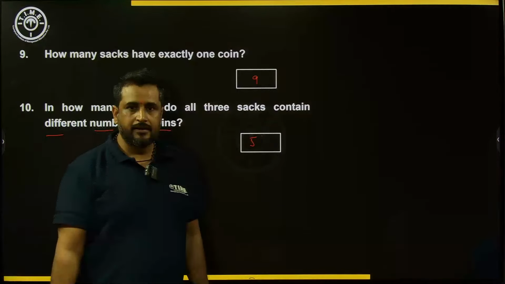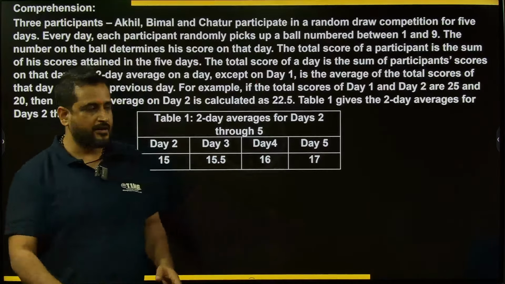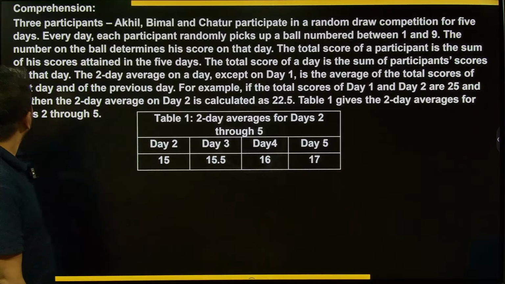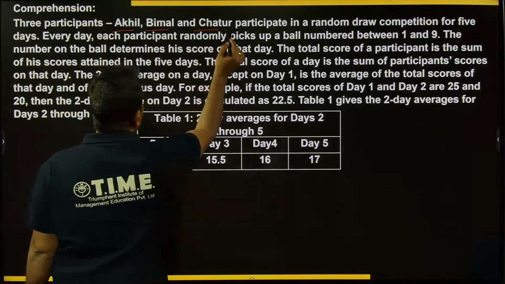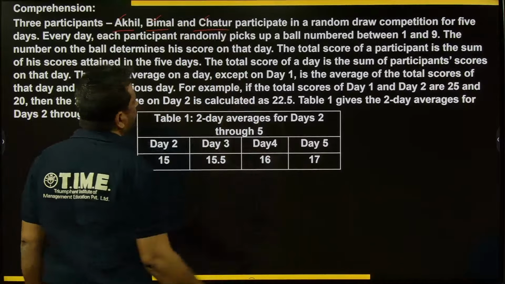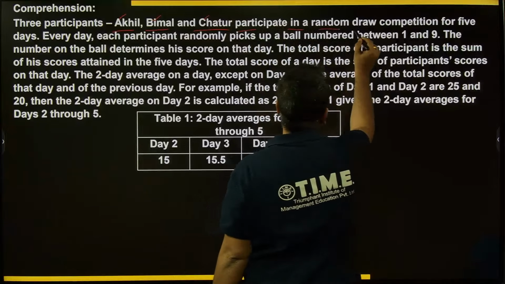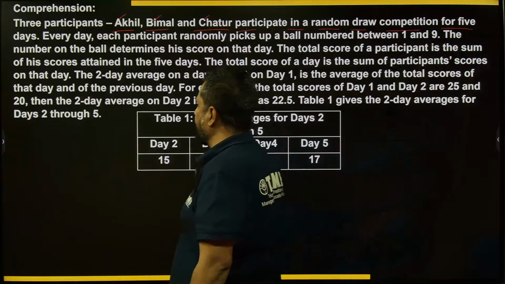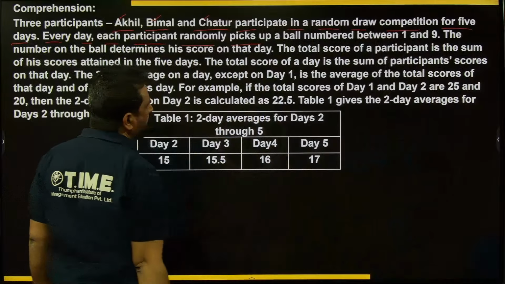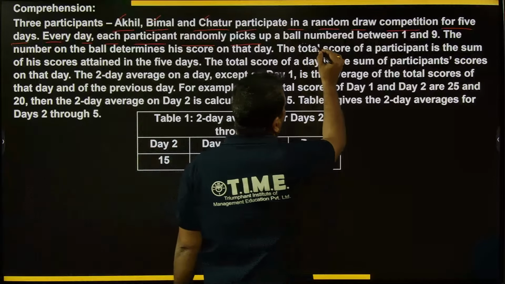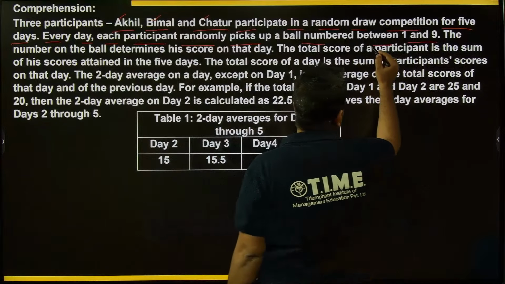Okay. Definitely it comes under the difficult set only, but doable set. We cannot skip this. Okay. Let's see the next one. What is the comprehension given? 3 participants, Akhil, Bimal, and Chatur. Let's say ABC. Participate in a random draw competition. For 5 days, every day each participant randomly picks up a ball numbered between 1 and 9.